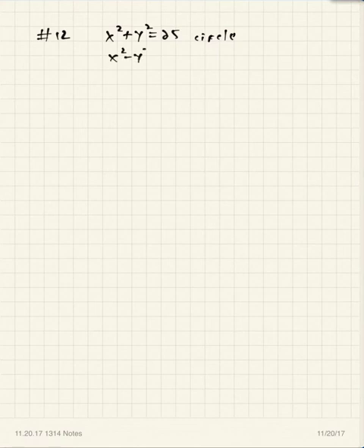You have to look to see if you have like terms between the two equations. So let's look at problem number 12. Number 12, you have x squared plus y squared equals 25. That's a circle based on what we've talked about, centered at 0, 0 with a radius of 5. And then you have x squared minus y squared equals 1. And when you have two squared terms and it's subtraction, remember this is a hyperbola. All right, so you have a circle and a hyperbola, and they could intersect at as many as 4 different places.